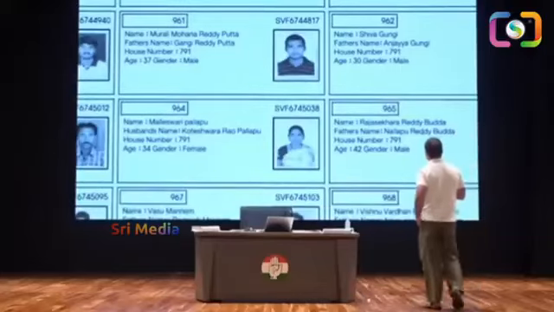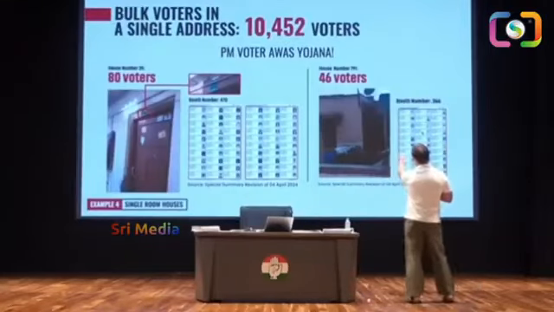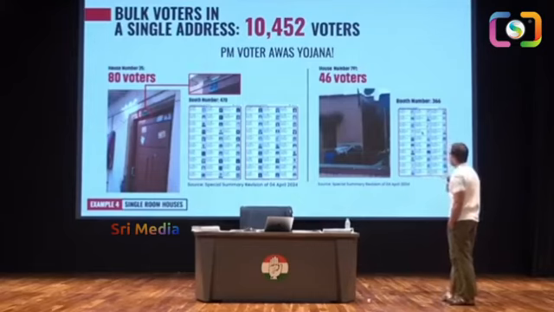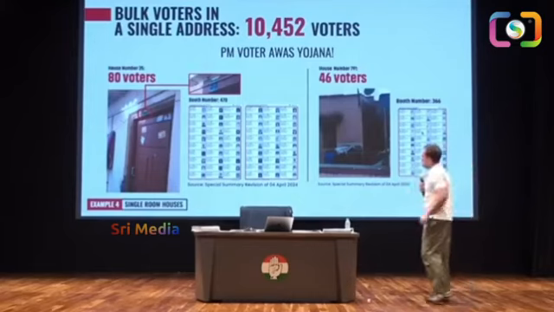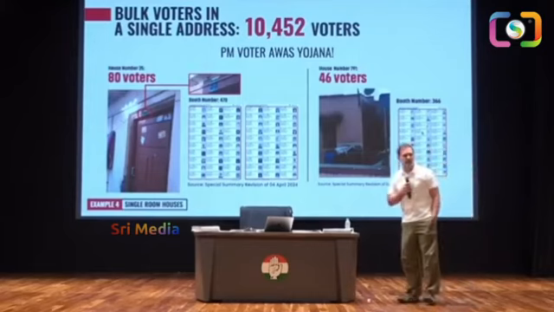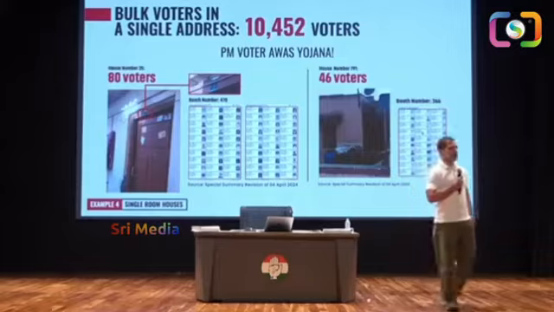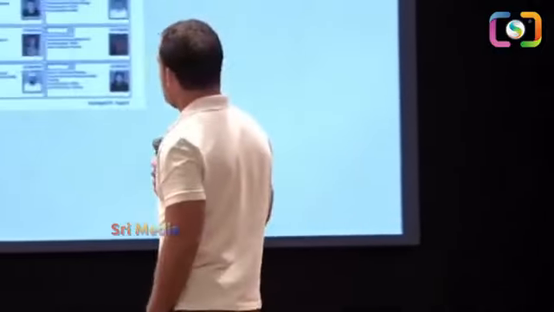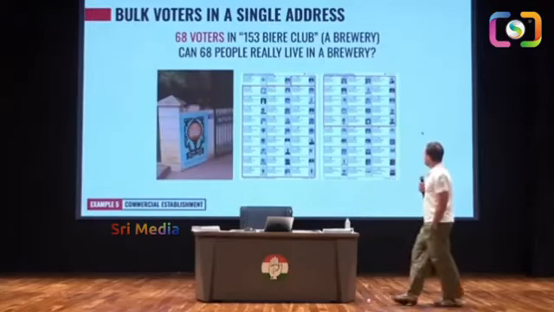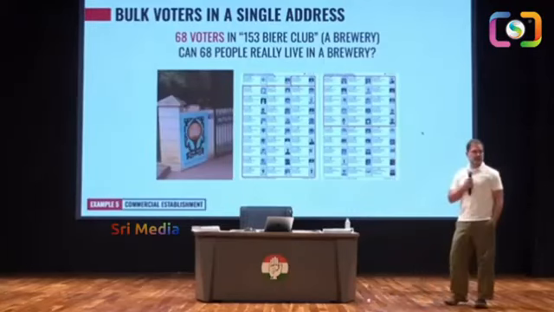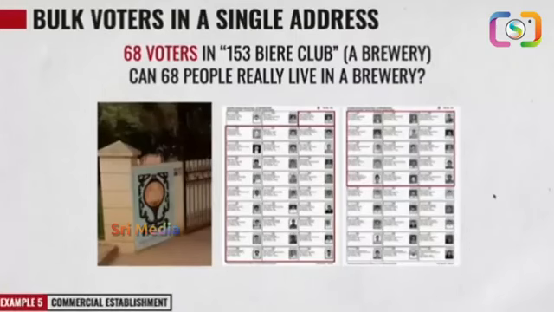Zoom out. So that's a single bedroom. 46 voters living there. Same thing there, 80 voters living there. No sign of their existence. When we go there, we're threatened. Our people go there, they're threatened. Take video, they're threatened. Okay, next. Here is 68 voters in a brewery, a commercial establishment. Nobody lives there. Right? And when we go and ask them, where are these people? Who are these people? Nothing. We don't know. Never heard of them. Zoom in.